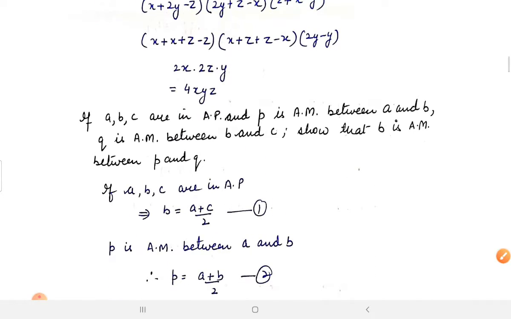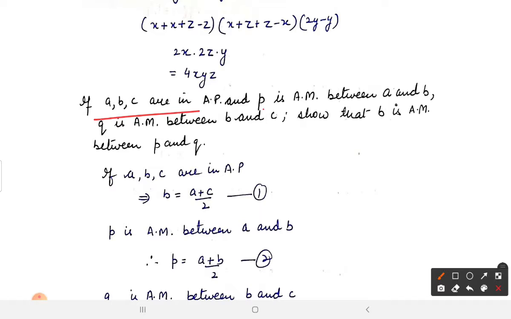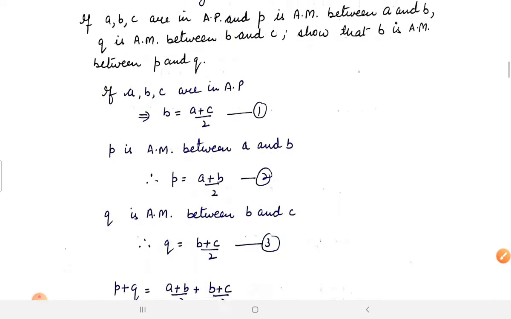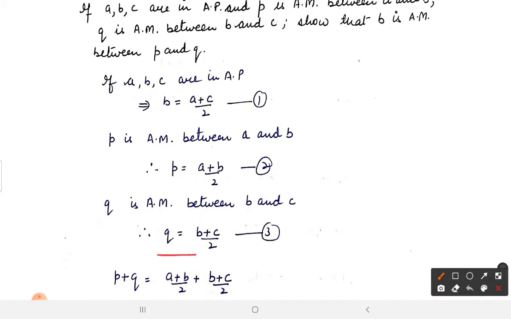Next, if A, B, C are in AP and P is the arithmetic mean between A and B and Q is the arithmetic mean between B and C, show that B is the arithmetic mean between P and Q. So we have three numbers in AP. Then B is the arithmetic mean between the extreme numbers A and C. So B = (A + C)/2. This is 1. Second, P is the arithmetic mean between A and B, that is P = (A + B)/2. And Q is the arithmetic mean between B and C, so Q = (B + C)/2.